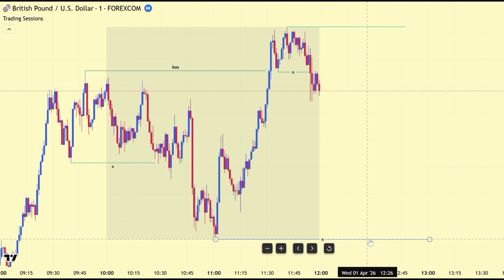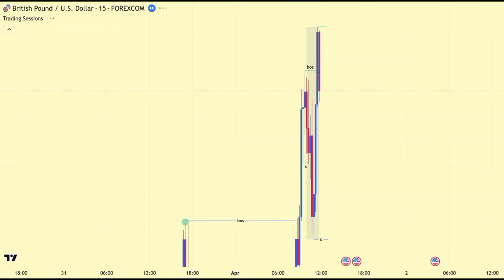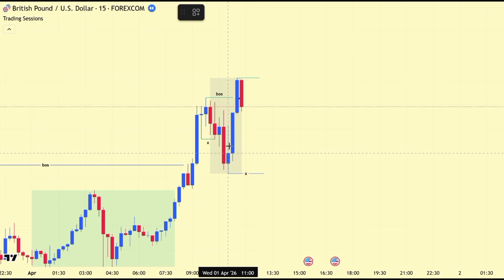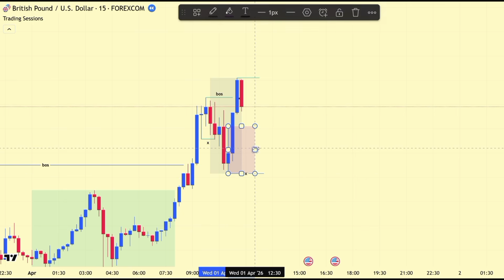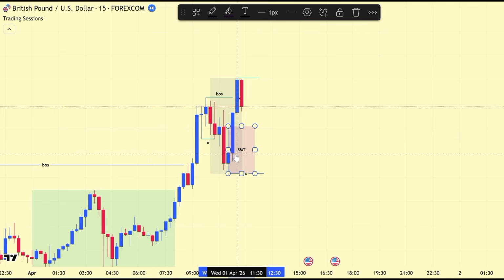So meaning that if price now breaks past this low, this will be a change of character on the 1 minute. So what does this mean? We can clearly see that the SMT on the 15 minute is this one here. Back to the 15 minute, we can clearly see that this one here is the SMT, the POI right before the inducement. Of course, we know this is what we call the smart money trap. So you can clearly see this is a smart money trap on the 15 minute.